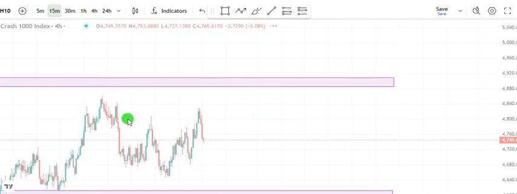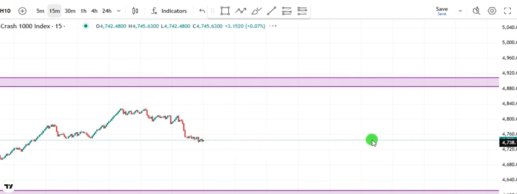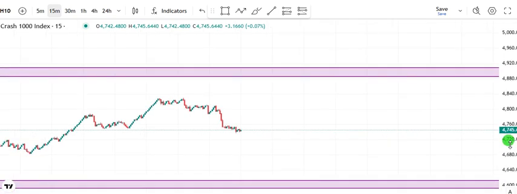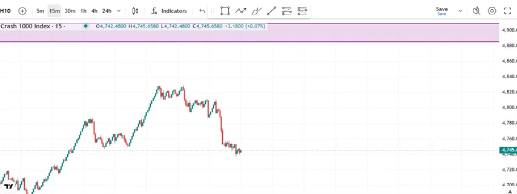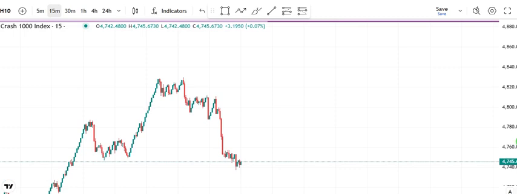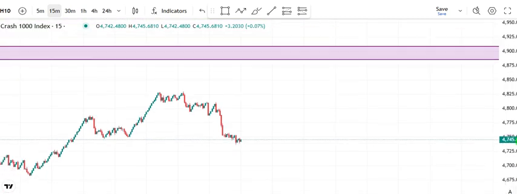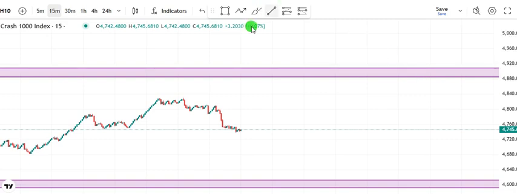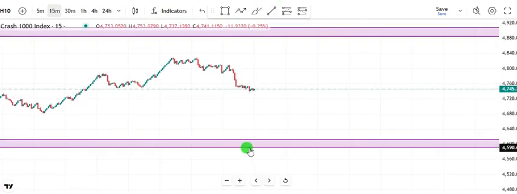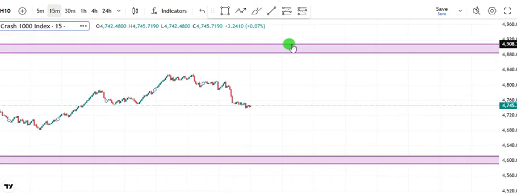So let's go to 15 minutes. You can see scalping trades. For now, I really can't see any major scalping either to the bullish or to the bearish. So that means the better opportunity is to wait for the breakout out of this or out of this. So better still stay out of it until this gets broken. So long as it stays in this range, stay out of Crash 1000.